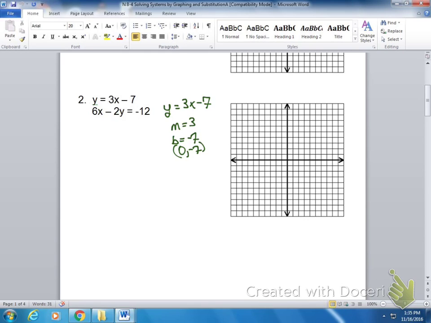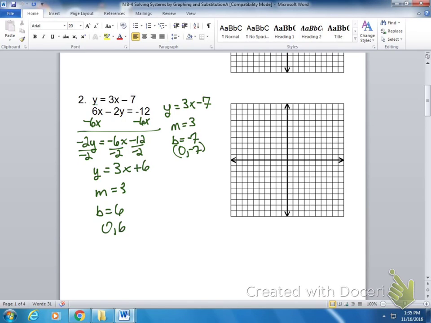So hopefully in that pause we got some stuff done. I'm going to have to subtract 6x from both sides first. I get negative 2y equals negative 6x minus 12. I divide all three pieces by negative 2, and I got y equals 3x plus 6. So now I have a slope of 3, and I have a y-intercept of 6, so the point (0, 6).